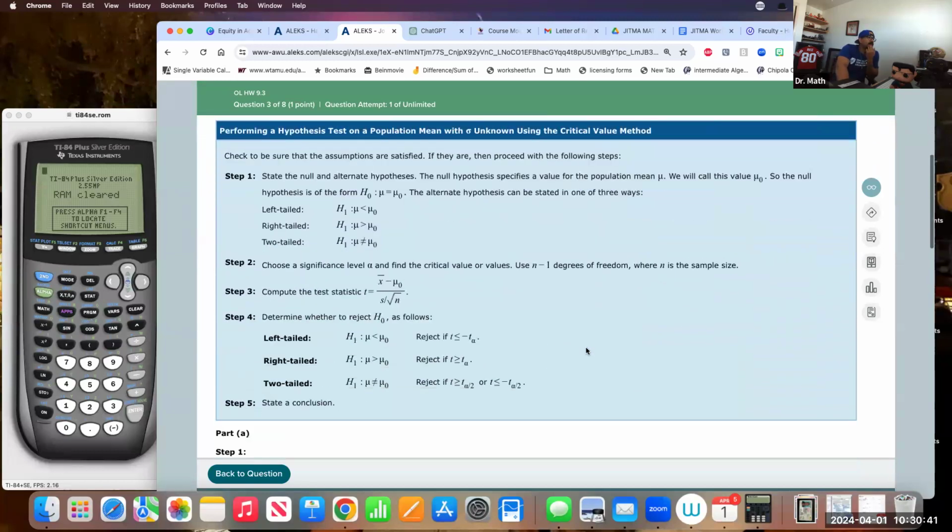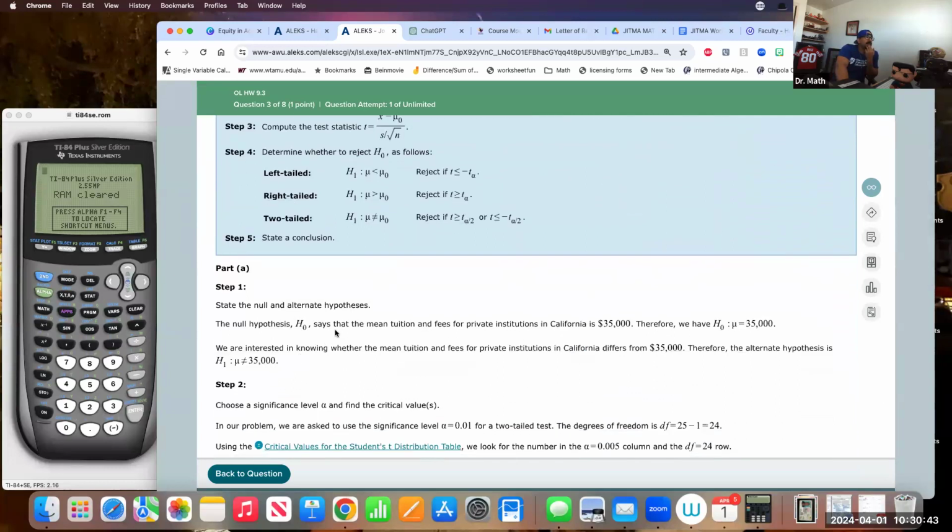All right. So when we set this up, notice H naught here is going to be mu equals 35,000. So we're saying, hey, it's not different from $35,000. That's going to be our null hypothesis, that the mean tuition is equal to $35,000. But what we're trying to prove is without a shadow of a doubt, boom, that the mean tuition differs from $35,000 based on what we got.